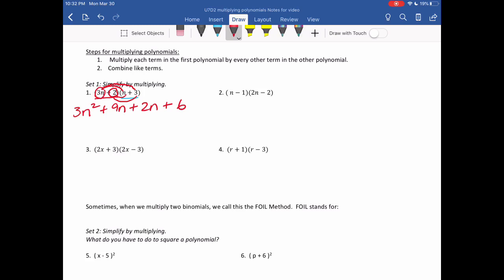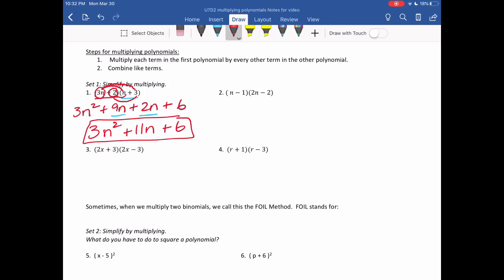But now if you look at what you have here, this is not totally simplified. Now we're going to go on to step 2 up above, combine like terms. So my like terms here are the 9n and the 2n. So I'm going to combine those like terms and get my final answer, 3n squared plus 11n plus 6. All right? Let's try it one more time.